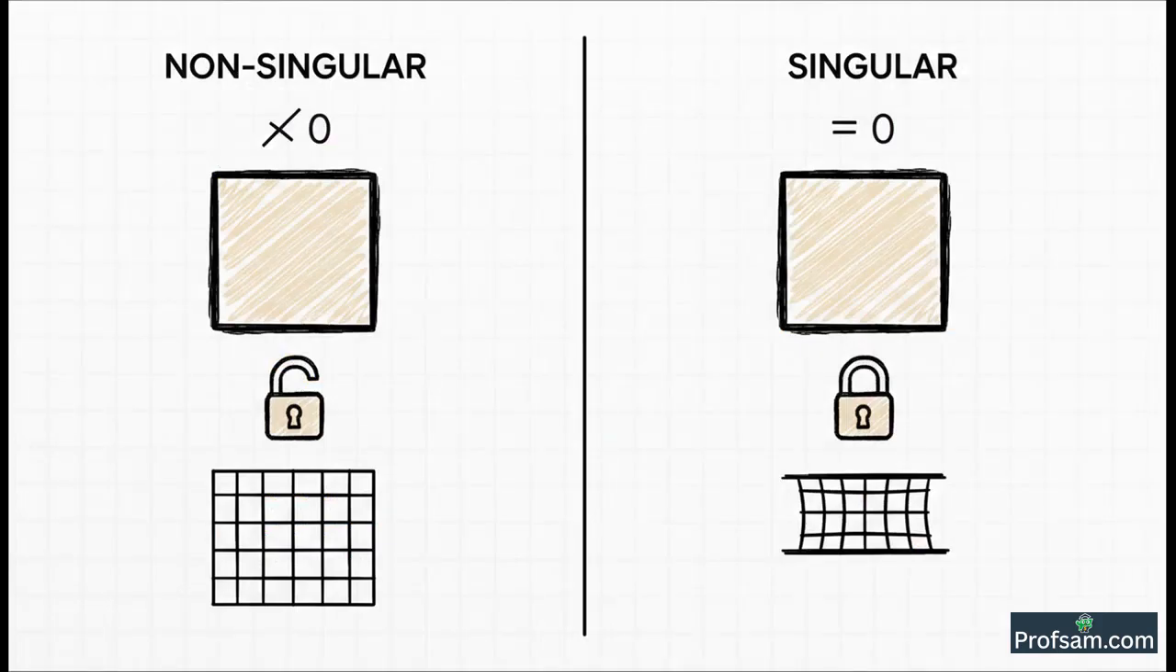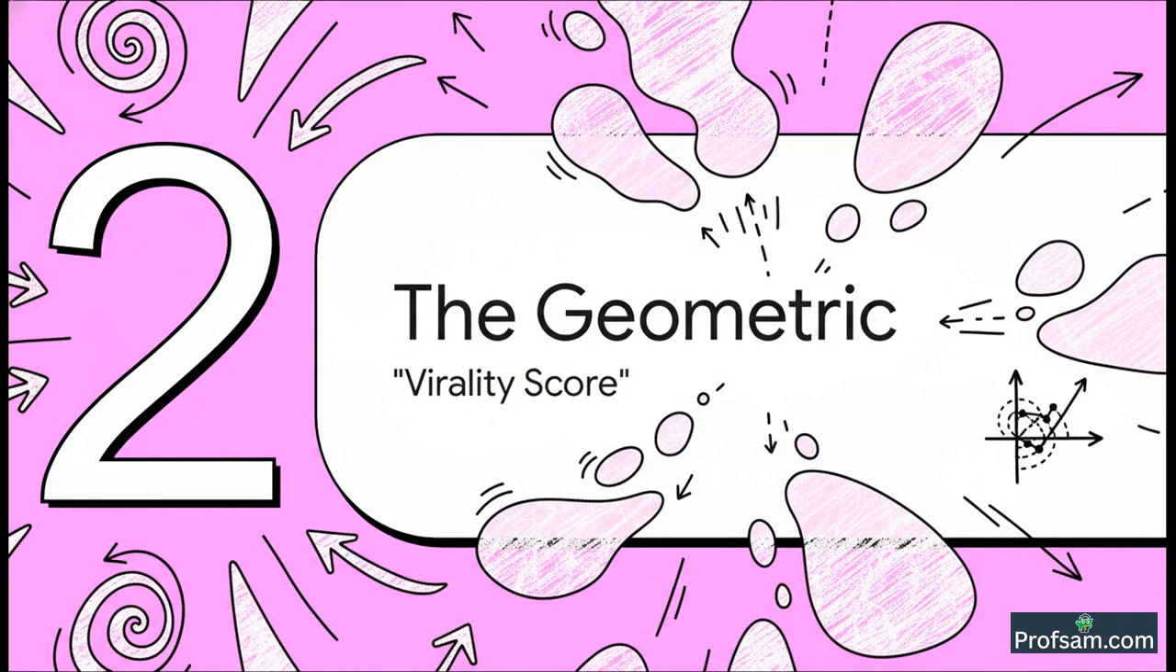So this leads us to the formal definitions you'll see in your textbook. A square matrix, A, is called non-singular if its determinant is not equal to 0. And it's called singular if its determinant is equal to 0. That's it. It's as simple as that. This is a super important concept, so make sure you got it locked in. Okay, so we get it. 0 is a huge deal.